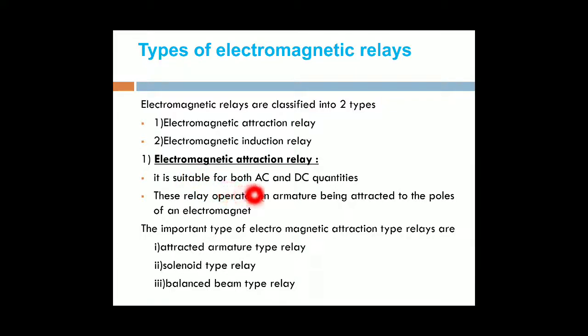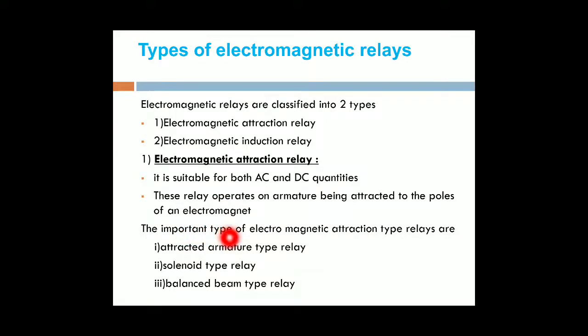It is suitable for both AC and DC quantities. This relay operates on the armature being attracted to the poles of an electromagnet. In the name electromagnetic attraction relay, we also have the word attraction. Based upon the attraction principle, the relay is operated.